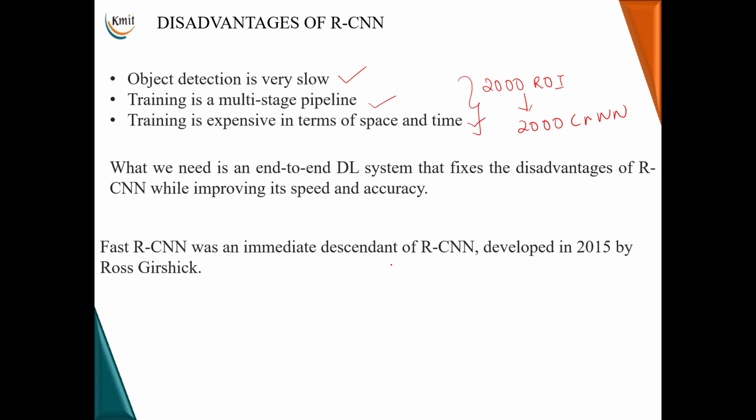To avoid these disadvantages, we will go with the second kind of RCNN, called Fast Region-based Convolutional Neural Networks, which came into existence in 2014 by Ross Girshick. In the next session, we will discuss Fast RCNN.